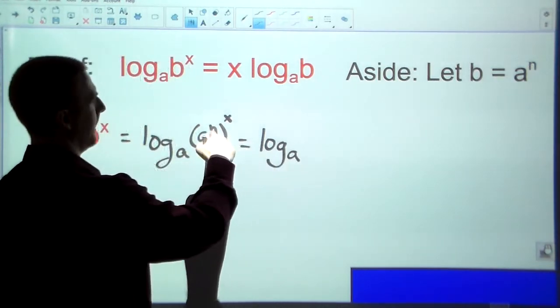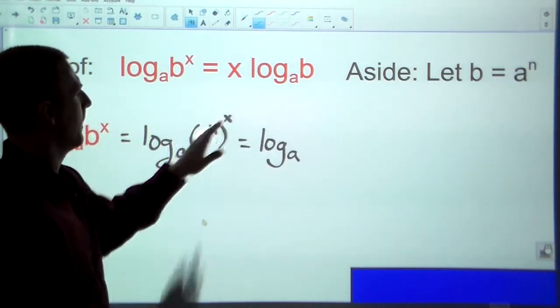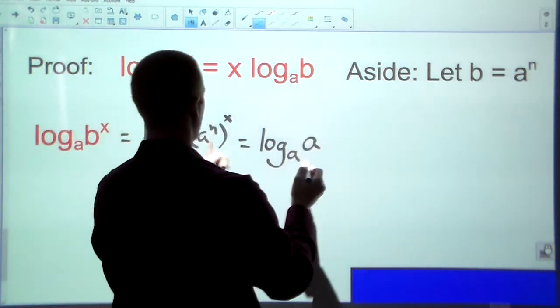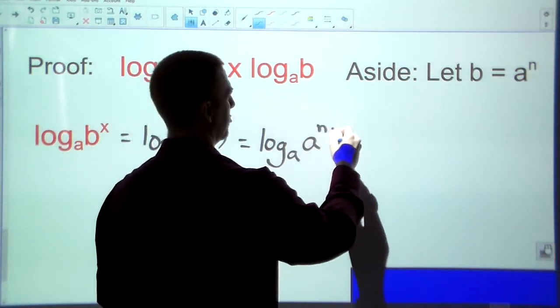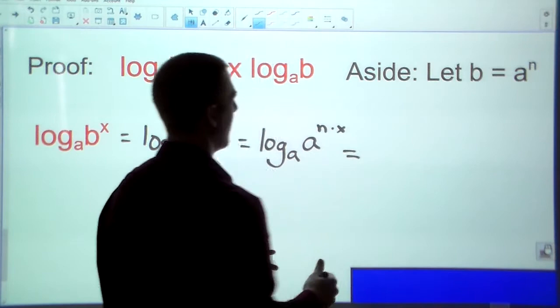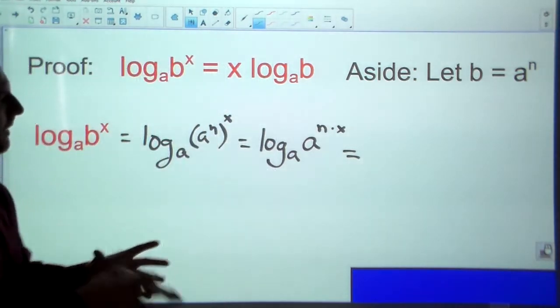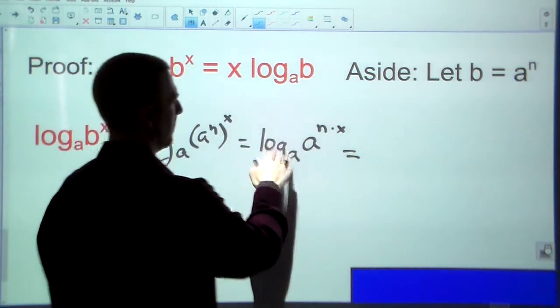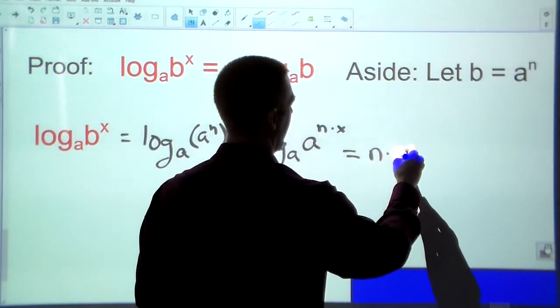So a to the n to the x, you've got an exponent raised to another exponent. So those are going to end up multiplying. And now you pretty much came down to that same scenario you had from the first two, where it's log base a of a. They can cancel out.